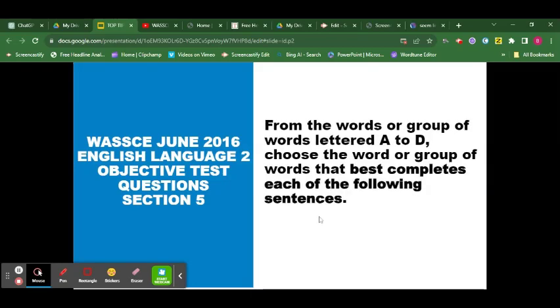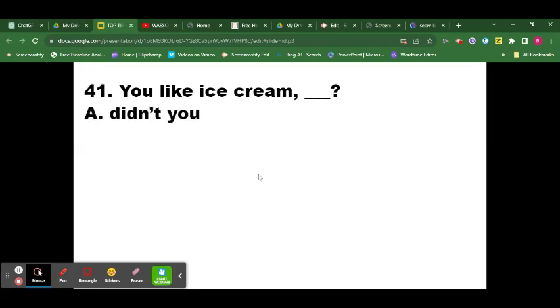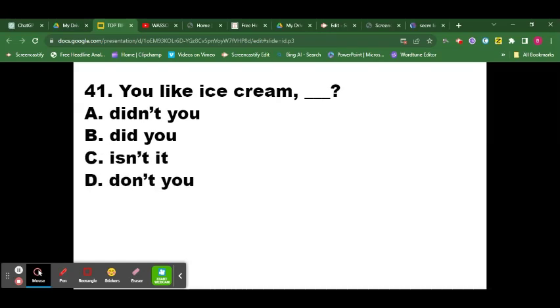The instruction is as follows. From the words or group of words lettered A to D, choose the word or group of words that best completes each of the following sentences. Let's begin with question number 41. You like ice cream, blank? Option A, didn't you? B, did you? C, isn't it? And D, don't you?